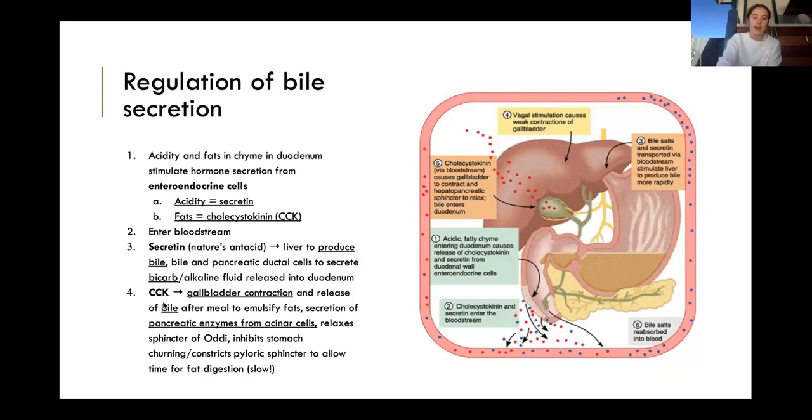Whereas the CCK is in response to fats. So that's when you want your gallbladder to contract and release bile. And you also want enzymes from your acinar cells in the pancreas so they can digest the fats. And it relaxes the sphincter of Oddi so it can enter in as well. And I find this diagram really helpful to step through the process. Does that make sense?